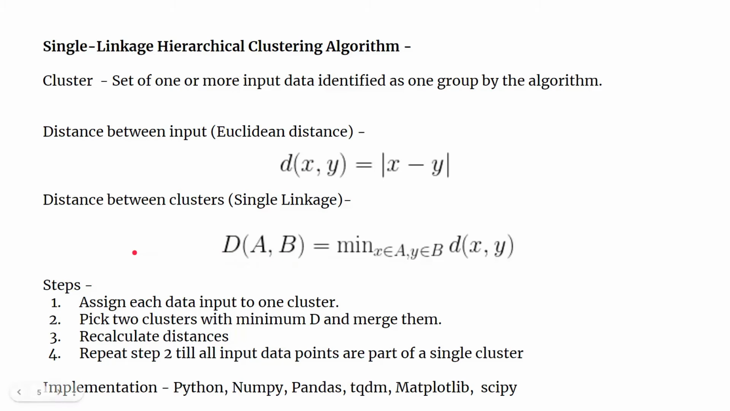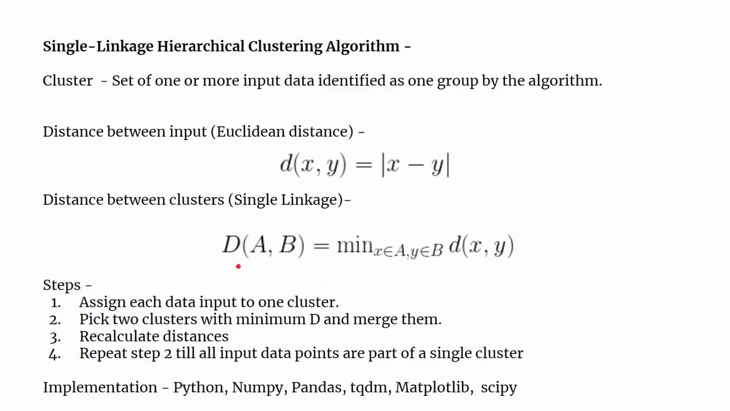Now let us have a look at the steps which are involved in the algorithm. First, we assign each input data to one cluster. Then we pick two clusters with the minimum distance D, and then we merge those two clusters. Now by doing this, the number of clusters will reduce by 1. Then we recalculate the distances between all the new clusters, and then we repeat step 2 until all the input data points are a part of a single cluster. We need to do this process n-1 times so that all the input data points become part of one cluster.